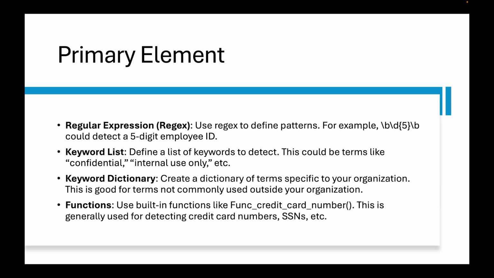So the four items that we get to choose from are regular expressions, normally also known as regex. Use regex to define patterns. For example, \b\d{5}\b could detect a 5-digit employee ID. You have keyword list, right? Where it defines a list of keywords to detect. This could be terms like confidential, internal use only, etc. Then we have the keyword dictionary. Create a dictionary of terms specific to your organization. And you can use that where it's like a document or some type of file system that you're using, and you're pulling information and you have some type of table. That would really be a great way of utilizing that. And then you also have functions, which is built in, that you can use.